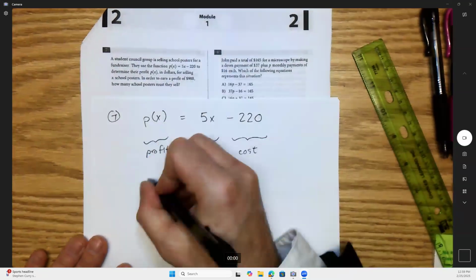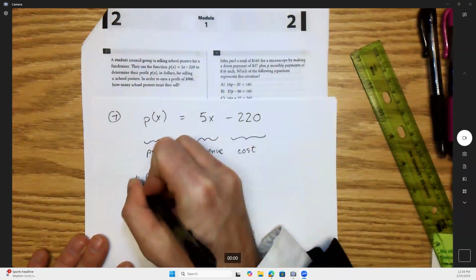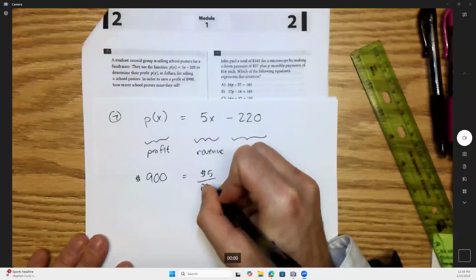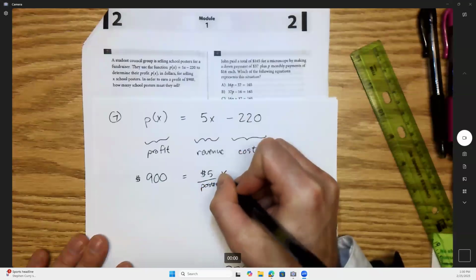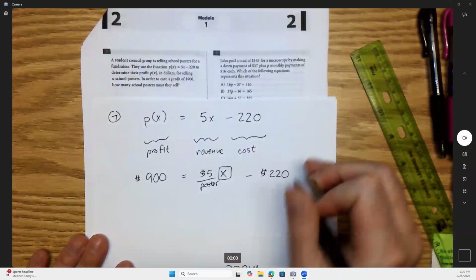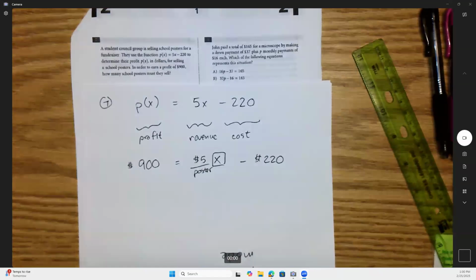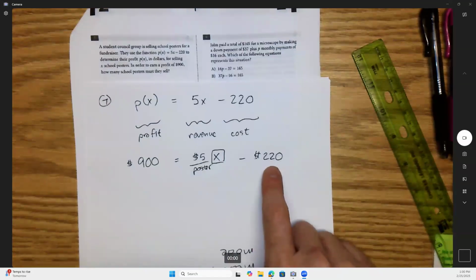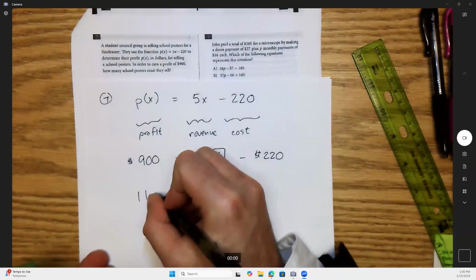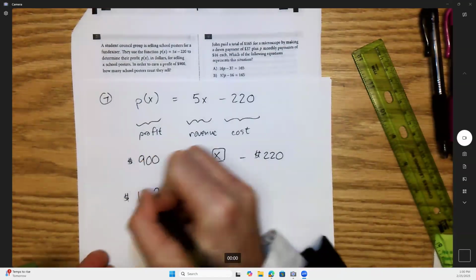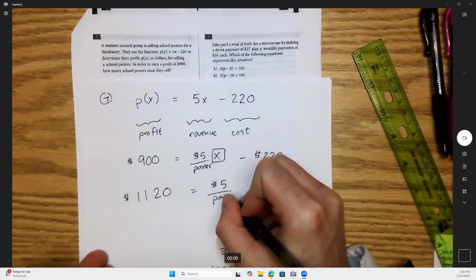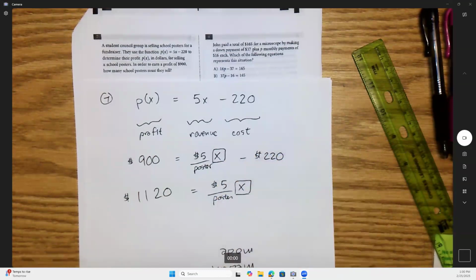We want a profit of $900. $900 profit. I've got $5 per poster times the number of posters sold, which we're solving for, minus $220. Okay. You guys know in this class they make a big deal about the units, so I'm writing all the units. Okay. 2 algebra steps. I'm going to add over the 220. That's $1120, keep track of units. That's $5 per poster times the number of posters, and then divide both sides by 5.